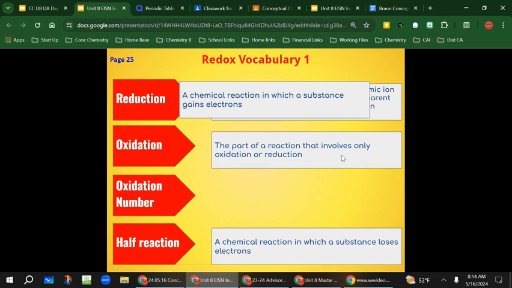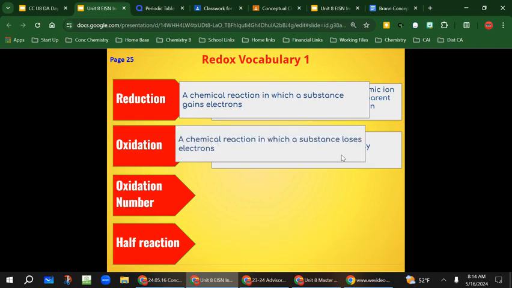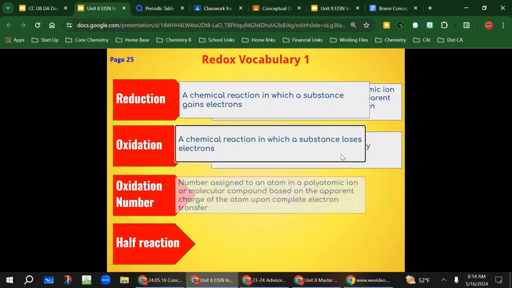You had the right idea. Reduction is when you are becoming more negative. You are reducing your charge. Which means oxidation is when you are losing electrons. The oxidation number was the number assigned to an atom or a polyatomic ion or molecular compound based on the apparent charge of the atom.